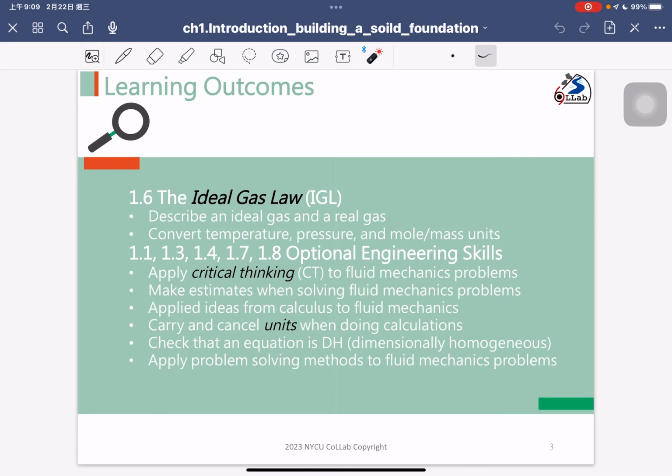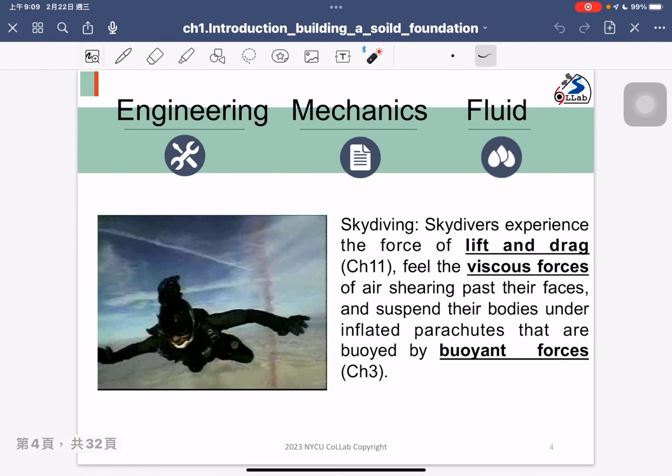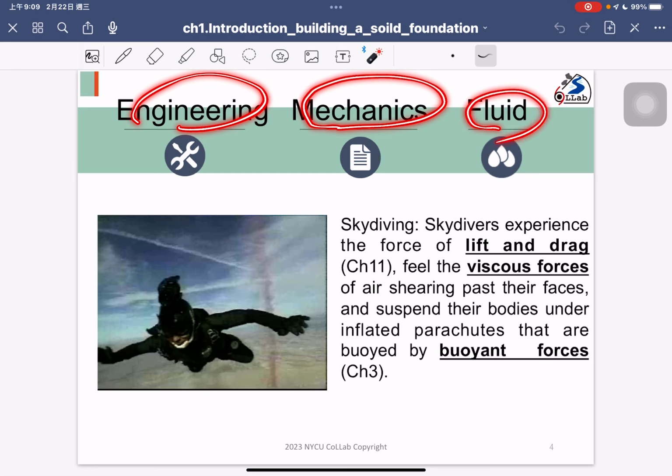Okay, so that's just the learning outcomes in this chapter. In the following slides, I will go into details for each part, and you will know the major ideas and knowledge in this chapter. On the slide, I put the very big words at the top: engineering, mechanics, and fluid.